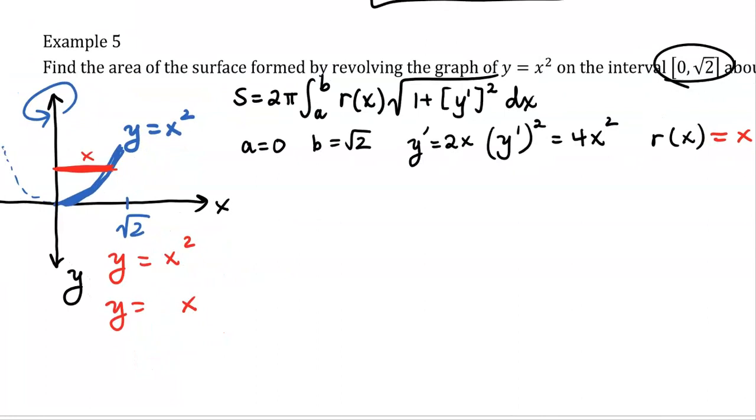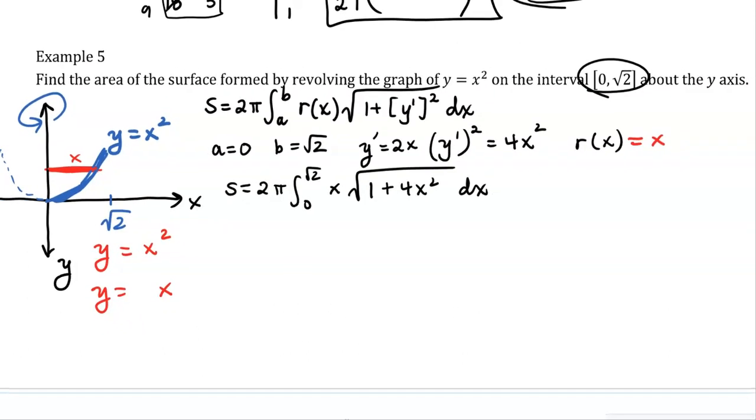Okay, so now that we have everything that we need, we're ready to start setting up our integral. So we have s is equal to 2 pi times the integral from 0 to root 2 of x, there's our r of x, multiplied by the square root of 1 plus 4x squared dx. We can again integrate this with u substitution. So I will say that u is 1 plus 4x squared. du is 8x dx. We do not have an 8 in our integral, so I will divide both sides by 8. 1/8 du is x dx.